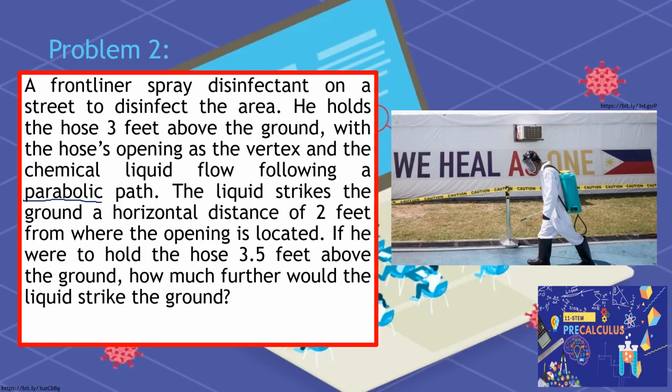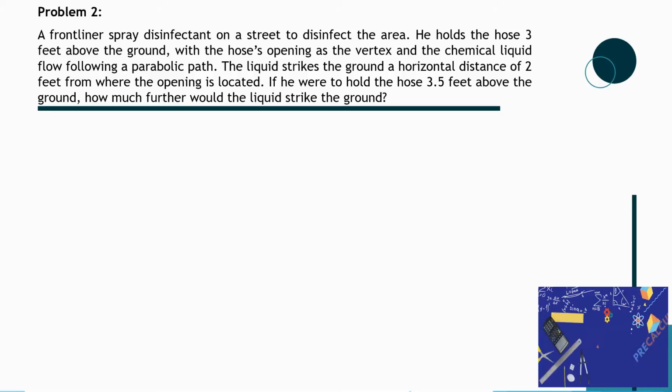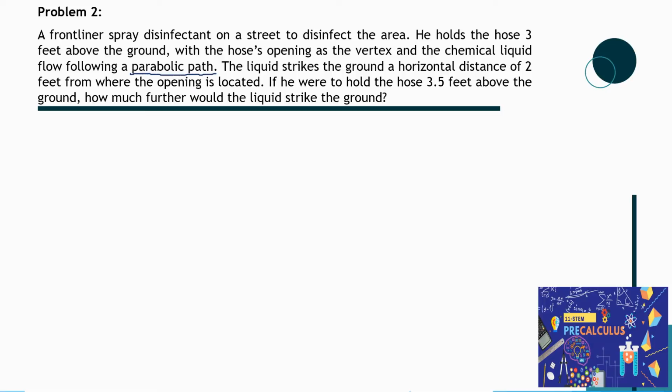After you identify the type of conic section, you have to illustrate. When you are illustrating, it is helpful to put it in a Cartesian plane so that we can identify some things that we can use in order to solve. Again, we have a parabolic path of the liquid, and let's say we will put it in a Cartesian plane, like this one.